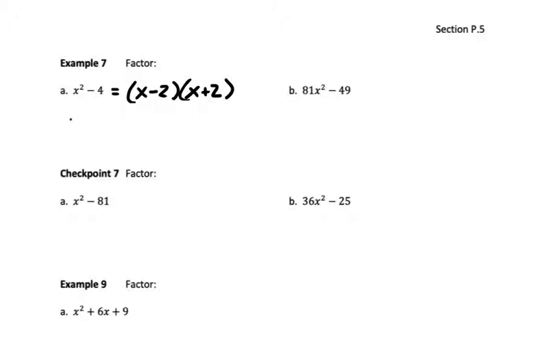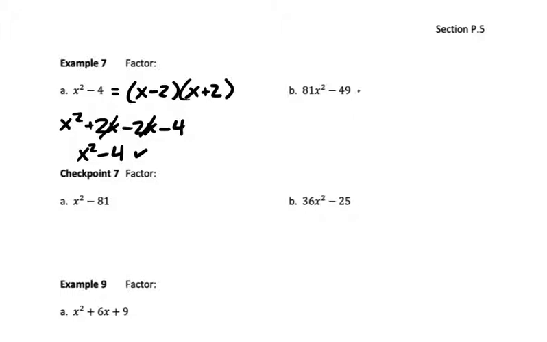And then if I check this using FOIL, what happens is that I get x squared plus 2x minus 2x, negative 2 times 2 is minus 4. So the middle two terms here should always cancel out. And then I have my x squared first term and my minus 4 last term, and that is what I originally started with.